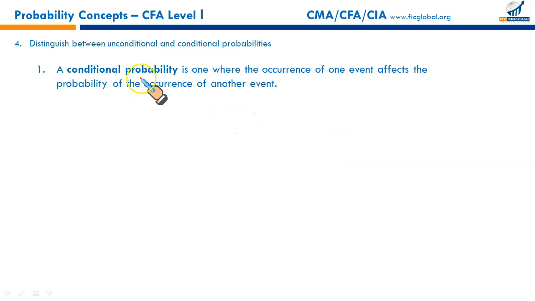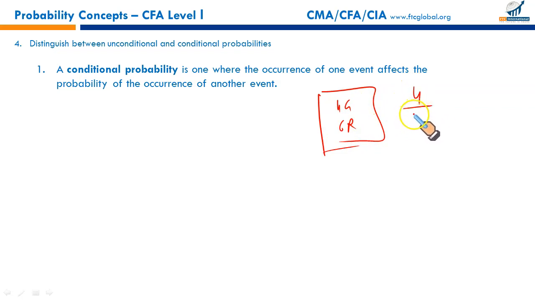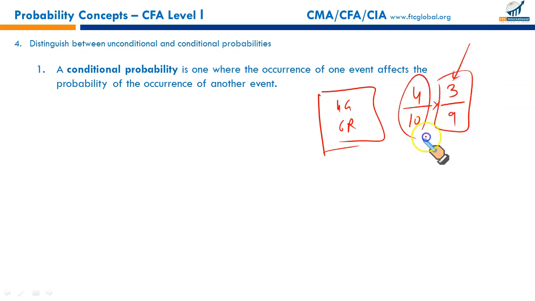Next, distinguish between unconditional and conditional probabilities. A conditional probability is one where the occurrence of one event affects the probability of the occurrence of another event. For example, taking the same example, if I have 4 green balls and 6 red balls, and I draw 1 green ball, and I do not replace it, what is the probability of getting another green? Now, getting another green will be 3 out of 9. See, this probability is dependent upon the previous probability.